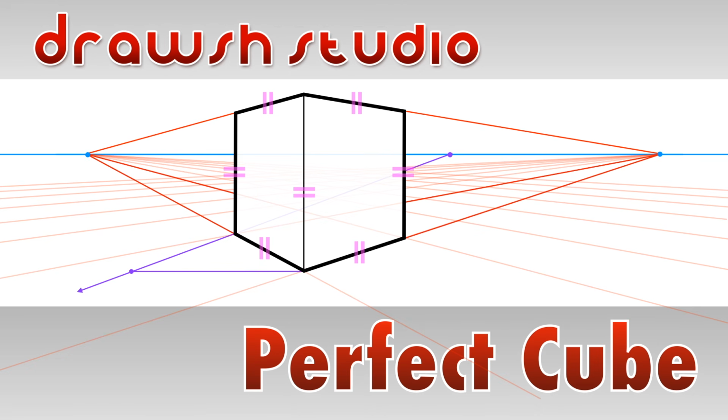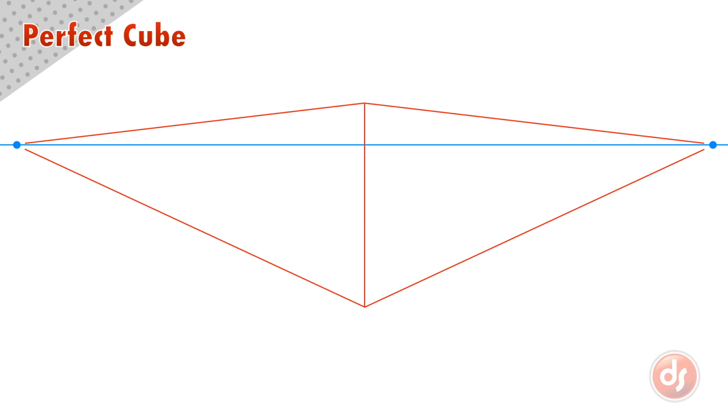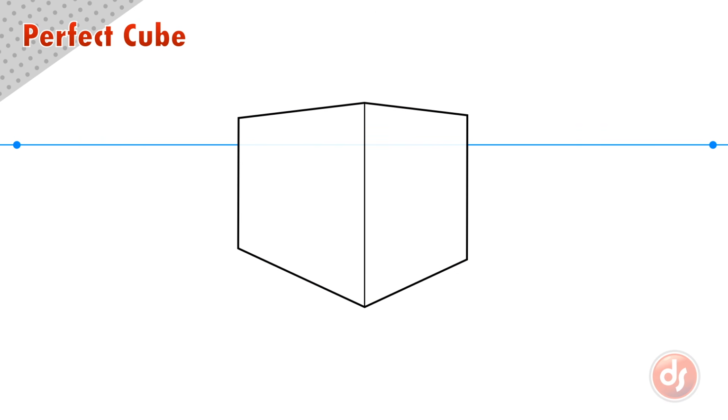Today we're going to learn how to create a perfect cube in perspective. Let's get started. It's easy to make a box in perspective, but constructing a box form at random means we won't know if it's a true cube in space. But if we follow a few simple steps, we can easily construct a perfect box in space.